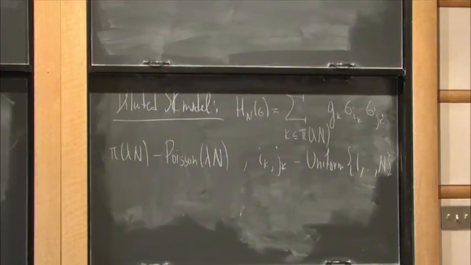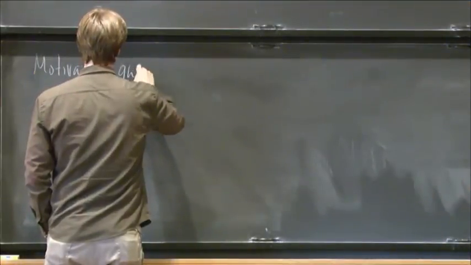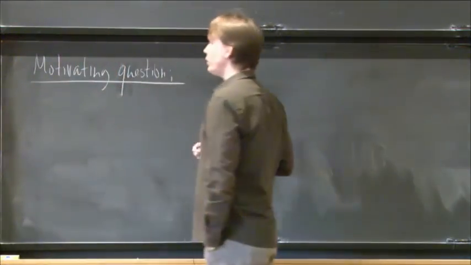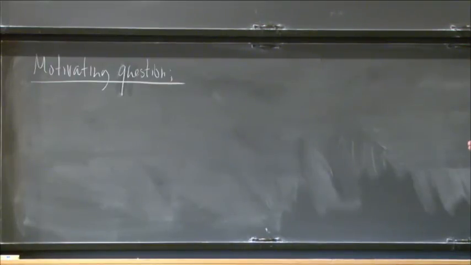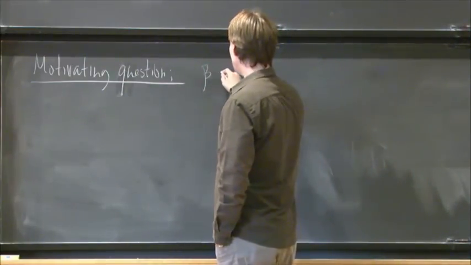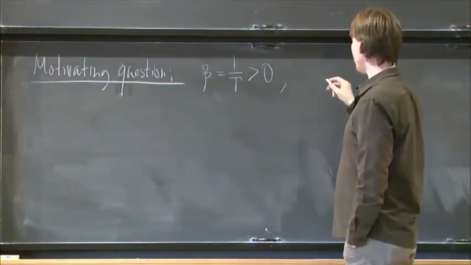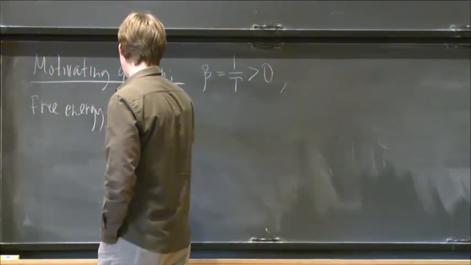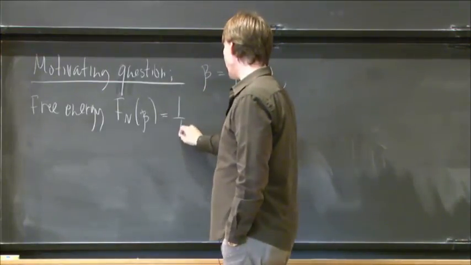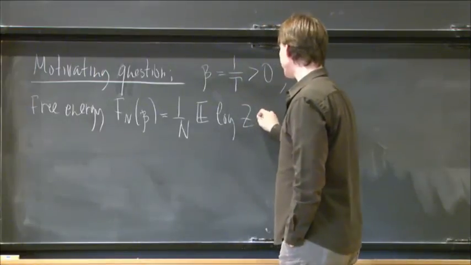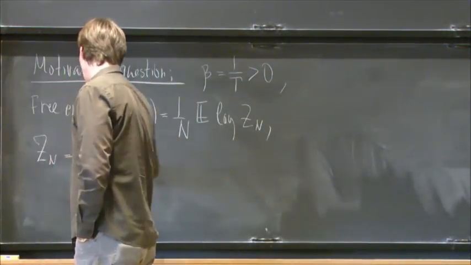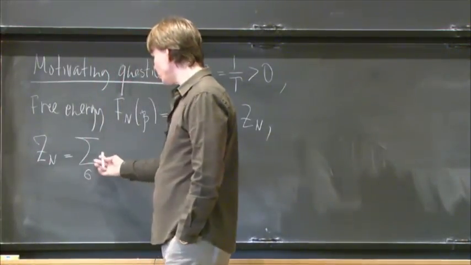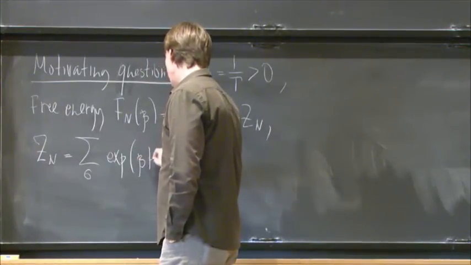Now, the main motivating question that people try to study is the computation of the free energy. Or maybe I should say it this way: for mathematicians, the main motivation is to prove the formulas that were invented by the physicists for the free energy, where you consider a model at some positive temperature, you take the inverse temperature parameter, and then you look at this quantity called the free energy, given by 1 over n times the expected value of the log of the partition function, where the partition function is the sum over all configurations, and the contribution of each configuration is the exponent of beta times the Hamiltonian.